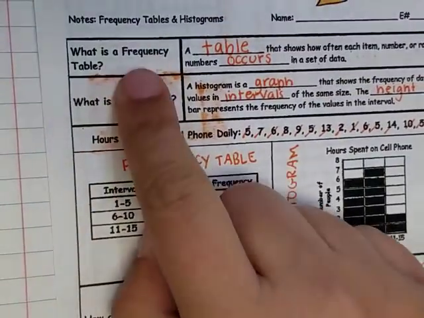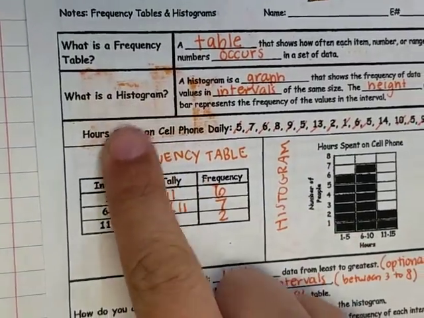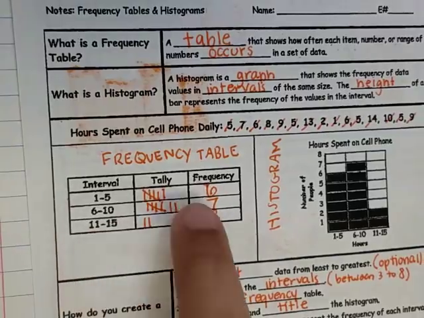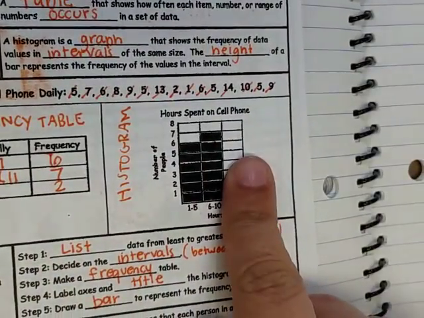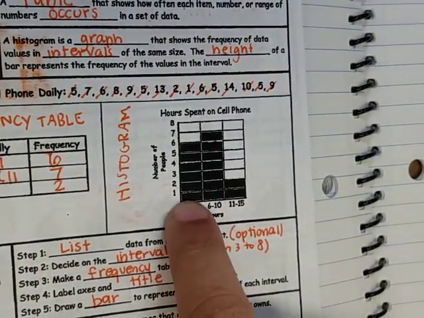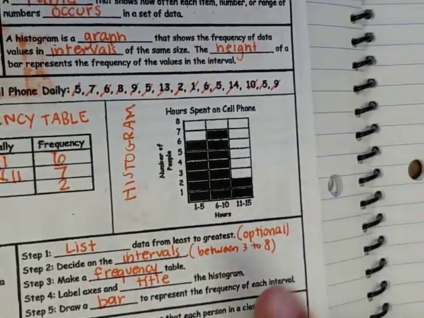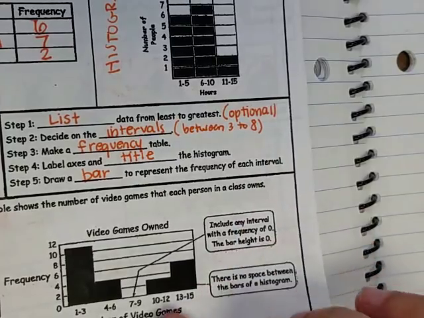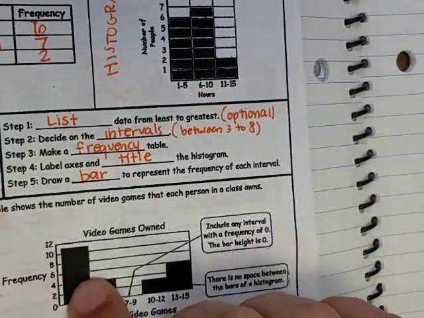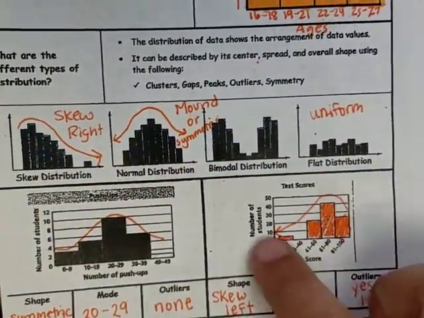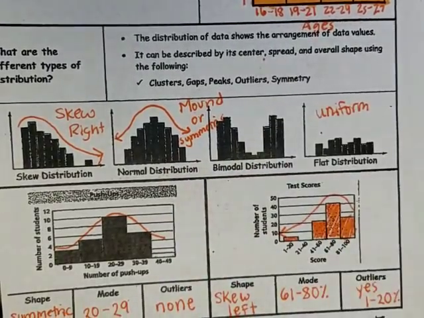So just a quick recap, for a histogram, you use a frequency table to help make a histogram. Here's a frequency table. Your intervals have to have the same amount of numbers in them. Then you do your tally, and then you create your histogram where each of these represents one piece of data. And then you've got gaps, you can have clusters, and then you have your different distributions where there's a skewed right or a skewed left. You've got mound, bimodal, uniform.